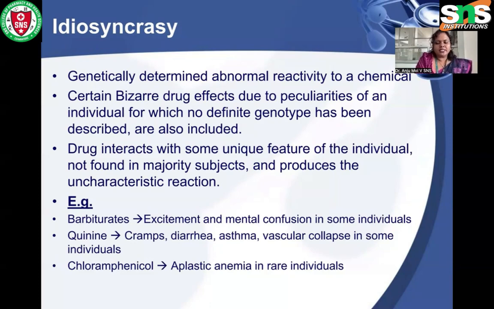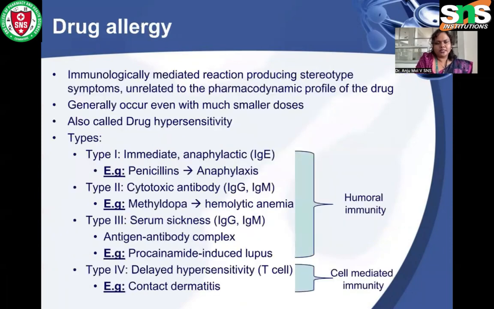It is not the same for everyone. It can happen to some individuals. Quinine can cause cramp, diarrhea, asthma, then vascular collapse in some individuals. Like that, chloramphenicol can cause aplastic anemia in rare individuals.